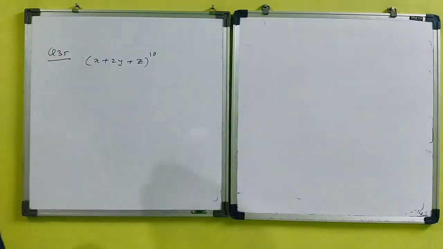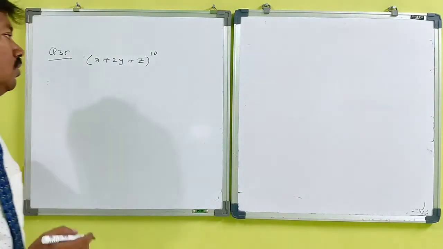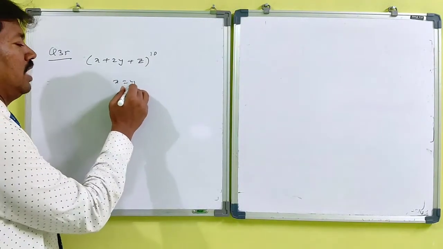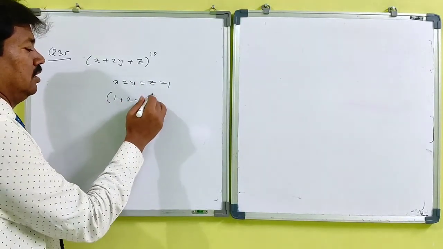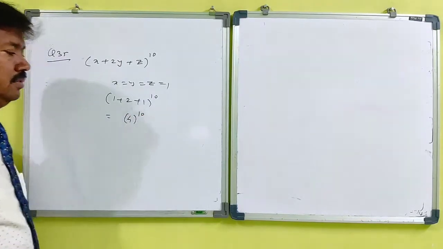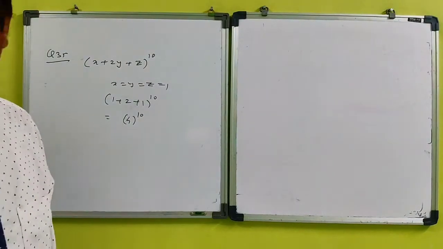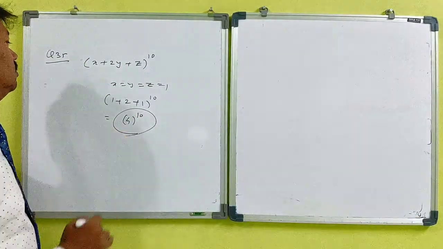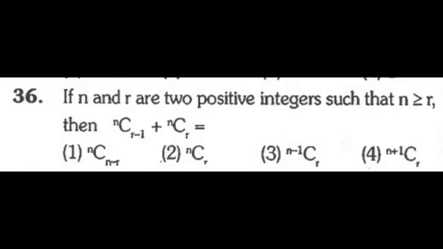So the next question is question number 35. From the sum of the coefficients, we put x equal to y equal to z equal to 1. This becomes (1 plus 2 plus 1) raised to 10, that is 4 raised to 10. So what is 4 raised to 10 that we have to calculate? It is given in the options. So this is the answer. For question number 35, the answer is 4 raised to 10.